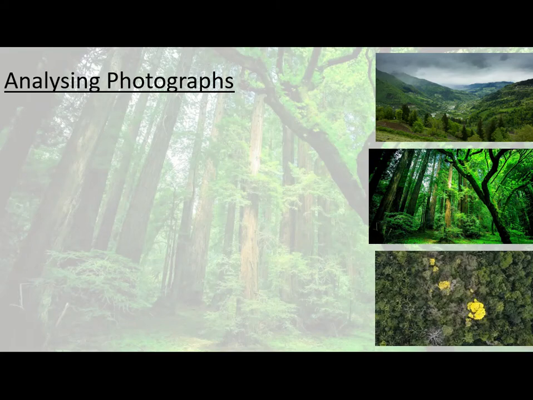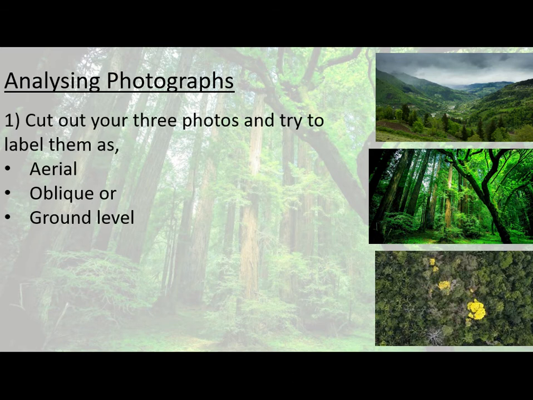So the first thing we're going to do is, using this topic as a kind of vehicle, I've got 3 photographs which are on 365, so please find that resource on 365, and each photograph is a different angled photograph. They're either an aerial photograph, an oblique photograph, or a ground level photograph. So the first thing I'd like you to do is cut them out, stick them in your book, and try and work out which is which.